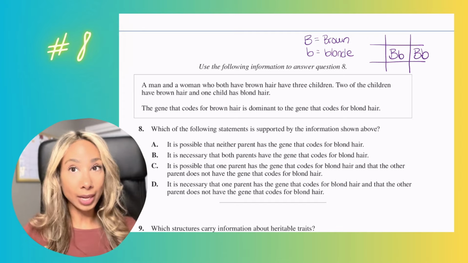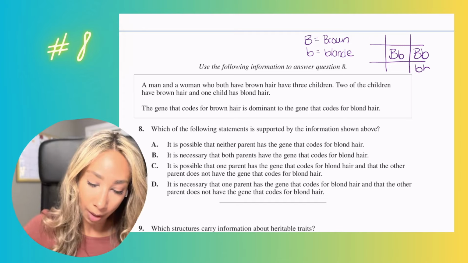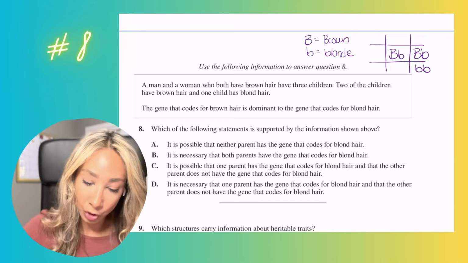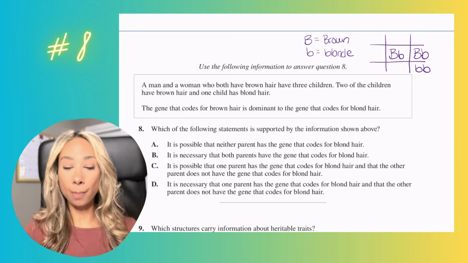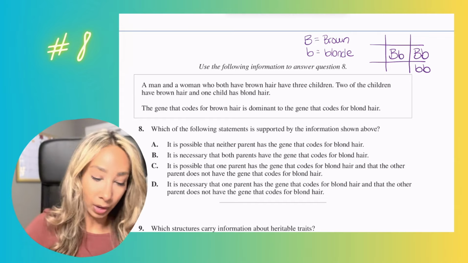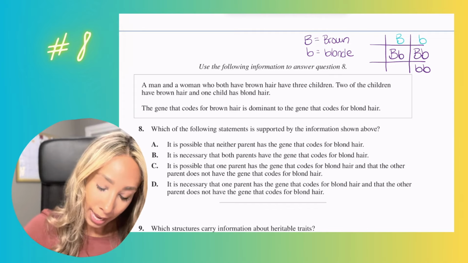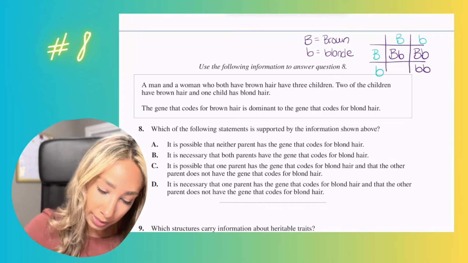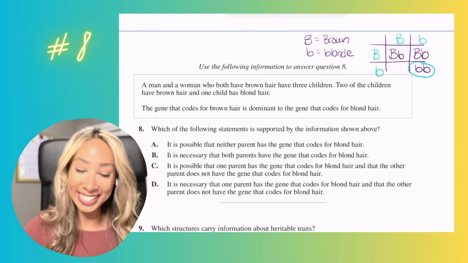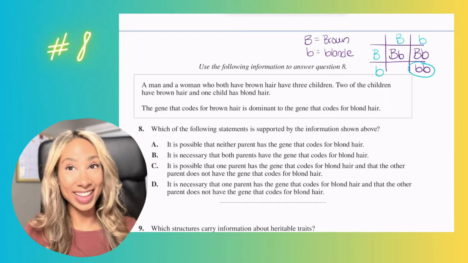Now we know the 3rd child has blonde hair. That means they have to have 2 copies of the recessive gene. So now that I've filled out a portion of my Punnett square, I can work backwards. So that means one parent has to be big B, little b, and the other parent must also be the same, giving rise to the child here that's blonde.